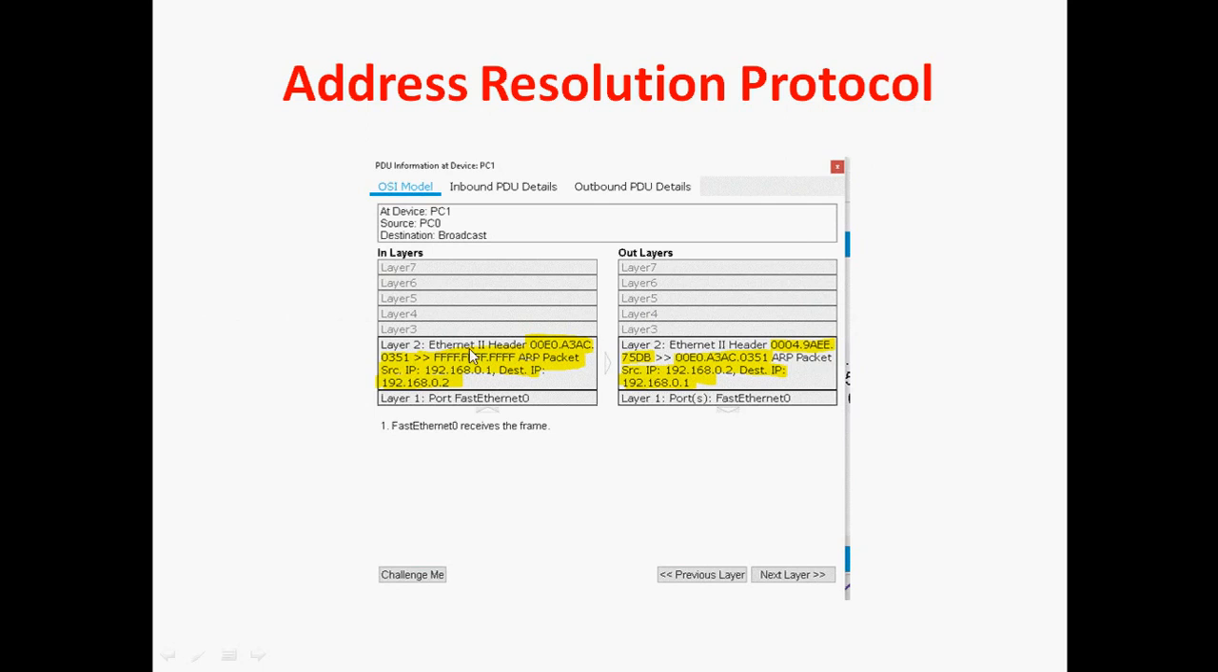The incoming one is the request packet: who has 192.168.0.2, what is your MAC address? The outgoing one means PC1 is replying, this is my MAC address, 0004.9AEE.75DB. And this is the destination MAC address of PC0, and the source IP is PC1's IP 192.168.0.2, and the destination IP is 192.168.0.1, that is PC0's IP address.